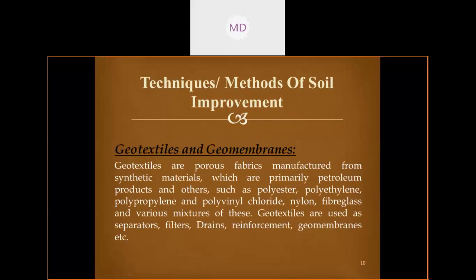Then we move to geotextiles and geomembranes. Geotextiles are porous fabrics manufactured from synthetic materials which are primarily petroleum products and others such as polyester, polyethylene, polypropylene, and polyvinyl chloride, nylon, fiberglass, and various mixtures of this. So geotextiles are generally manufactured from petroleum products. Geotextiles are used as separators, filters, drains, reinforcement. These are the purposes where geotextiles are used.